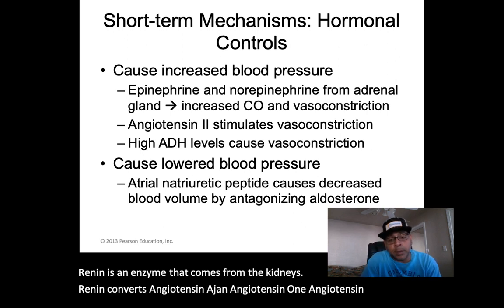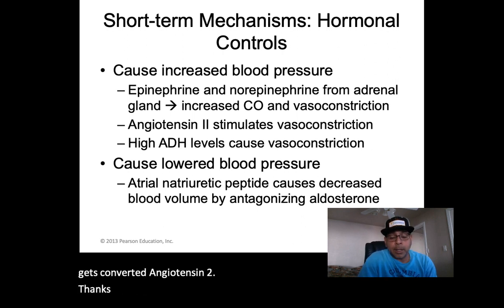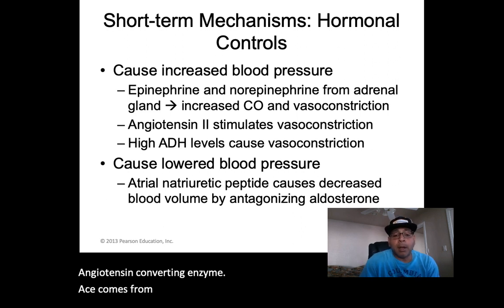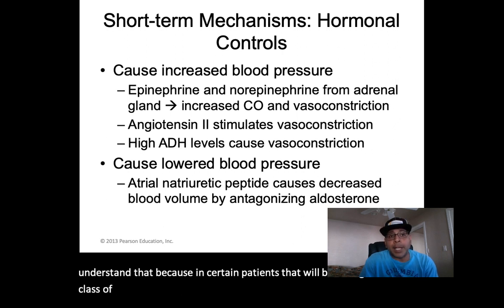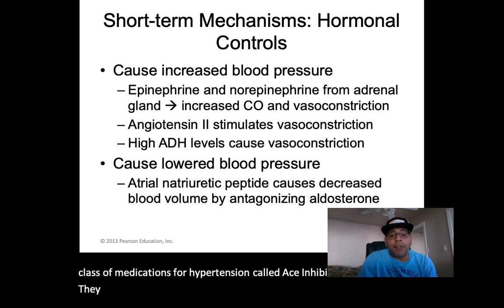Angiotensin 1 then gets converted to angiotensin 2 thanks to ACE, angiotensin converting enzyme. ACE comes from the endothelial cells of our lungs. It's important you understand that because in certain patients that will be taking a certain class of medications for hypertension called ACE inhibitors, they develop a cough as a side effect sometimes.